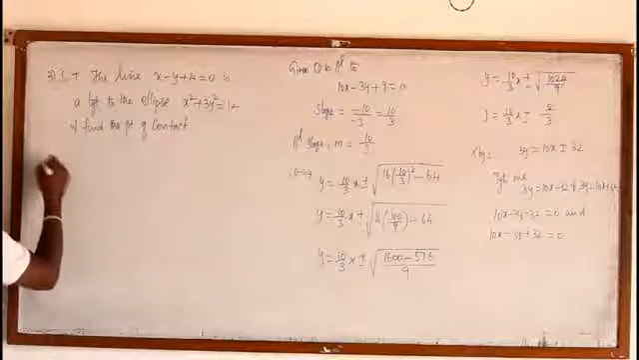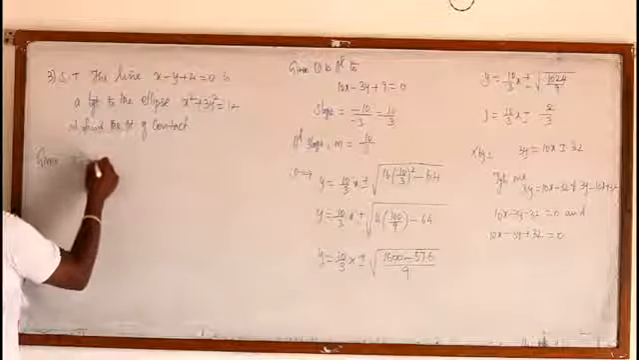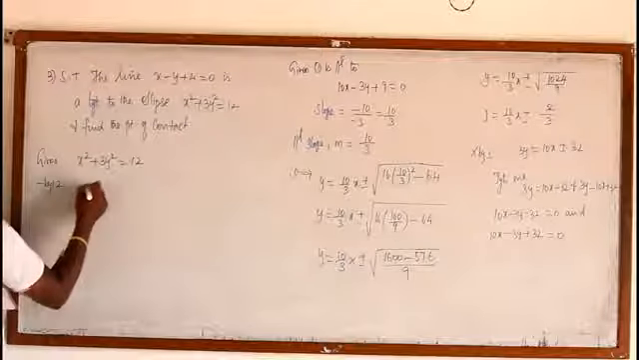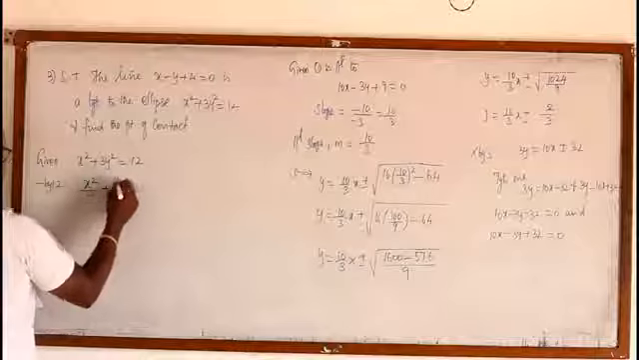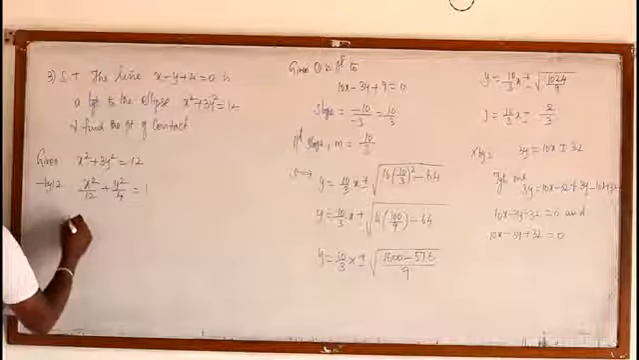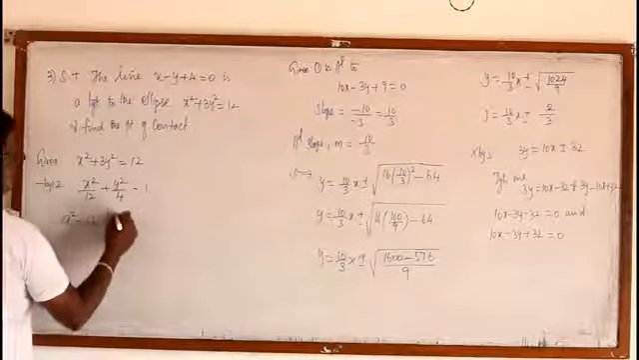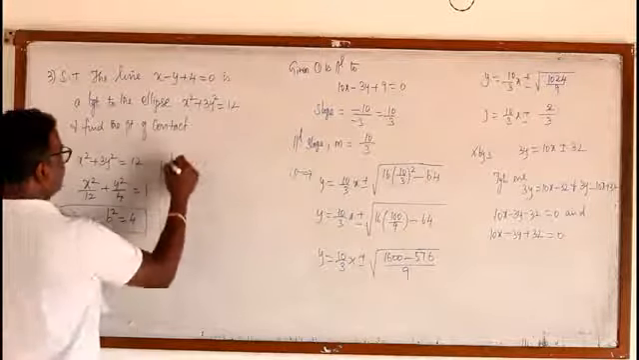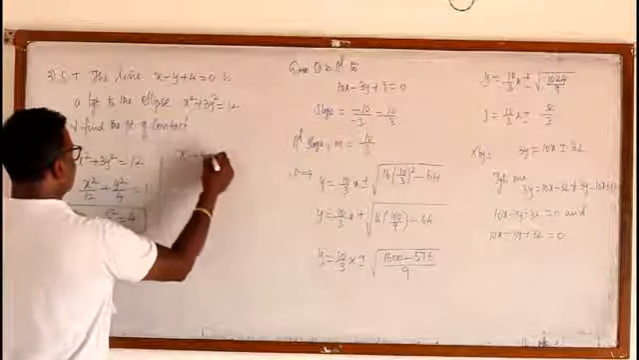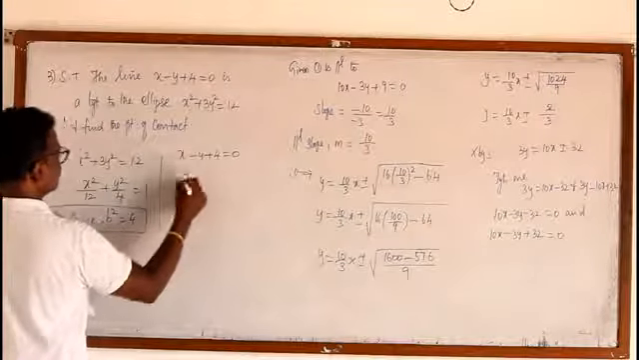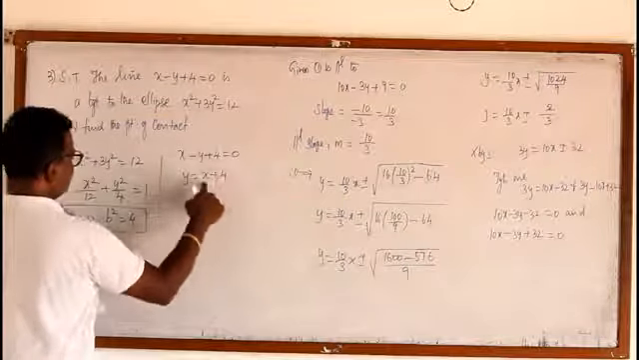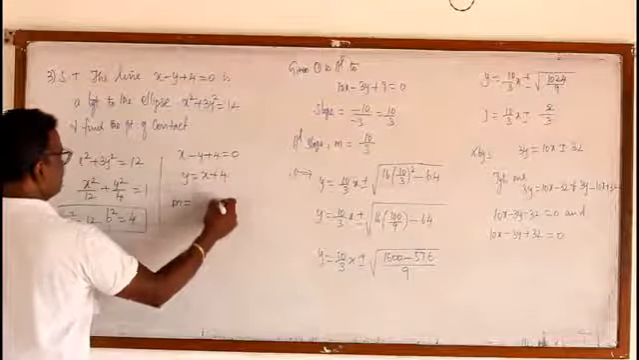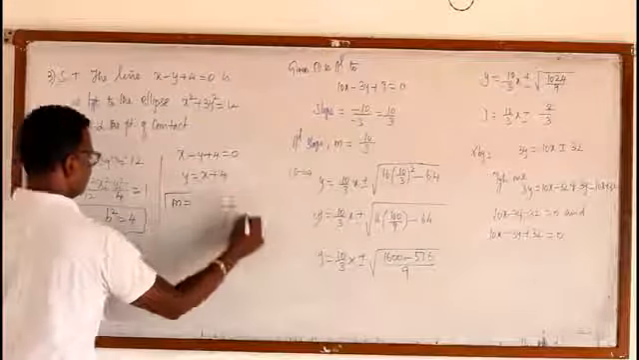So for that we take the given ellipse x square plus 3y square equal to 12. Divide by 12, it is x square by 12 plus y square by 4 equal to 1. So a square is 12 and b square is 4. Now the line is x minus y plus 4 equal to 0. Shall I write this as y equal to x plus 4? Now this is of the form y equal to mx plus c. So in the place of m we have 1 and in the place of c we have 4.